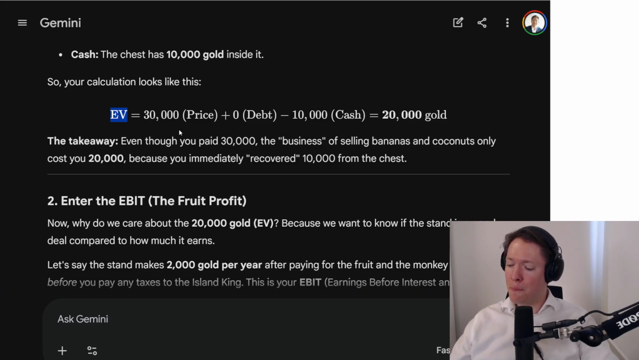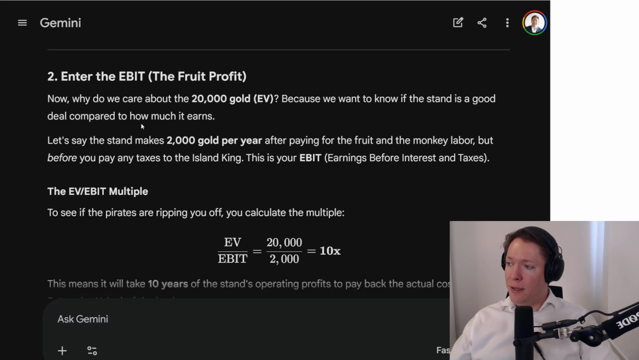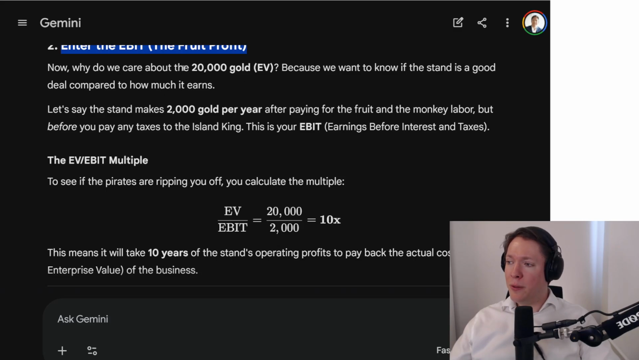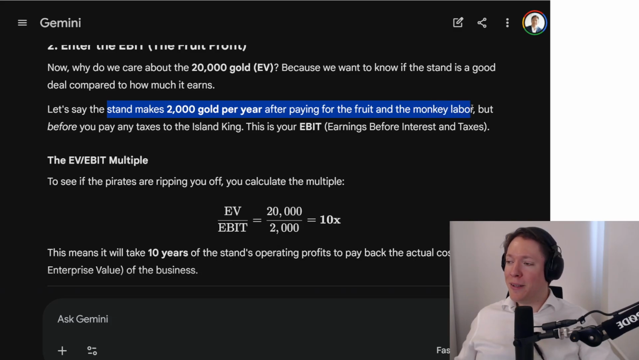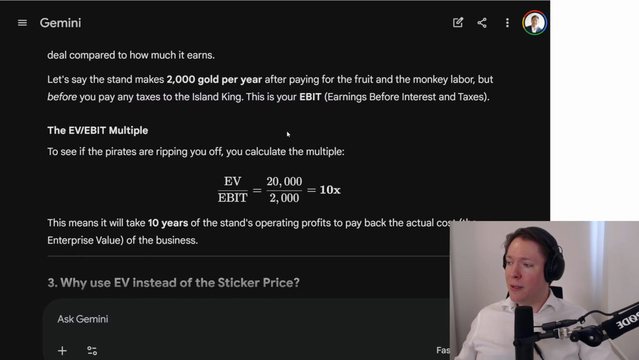So that's very important, and that should reflect what price we are actually effectively paying here, or how much the business really costs. Okay, and here enter the EBIT, the fruit profit. So why do we care about the 20,000 gold as enterprise value? Because we want to know if the stand is a good deal compared to how much it earns. So let's say the stand makes 2,000 gold per year after paying for the fruit and the monkey labor, or monkey business. Then before you pay any taxes to the island king, your EBIT is as such.